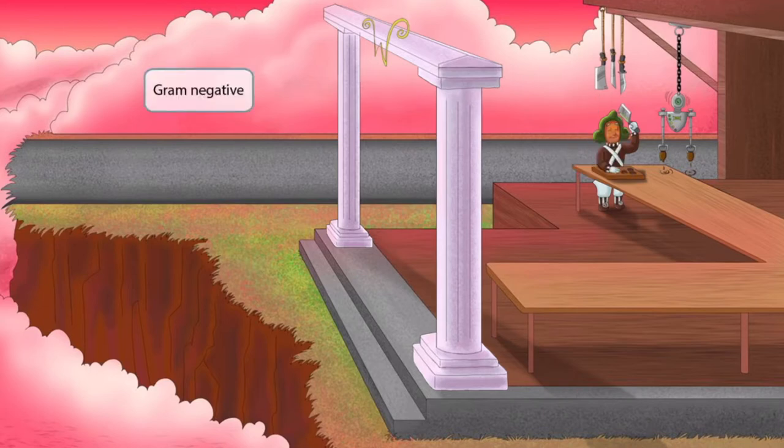Before we go any further, take note of the pink and red background. Just like how we used purples and blues in our gram-positive videos, we'll be using pinks and reds in our gram-negative videos. So Neisseria is a gram-negative organism.